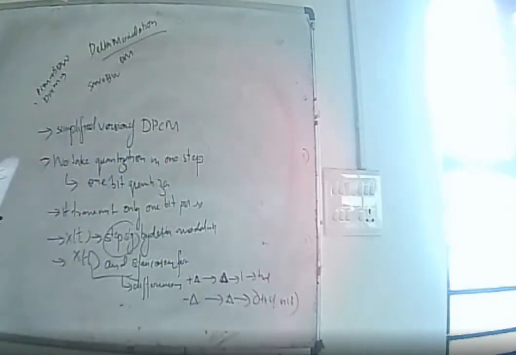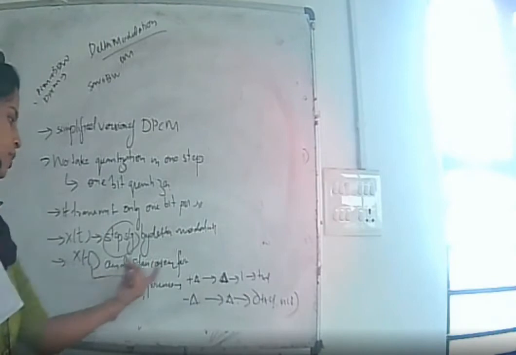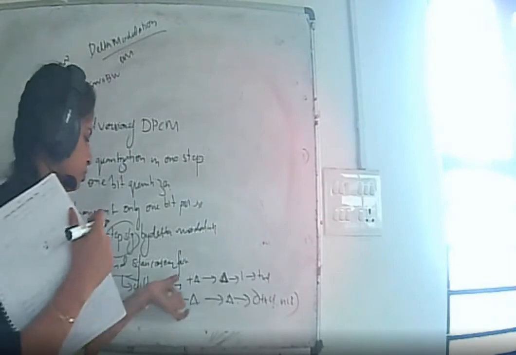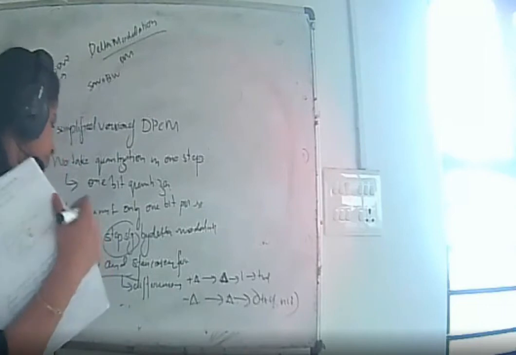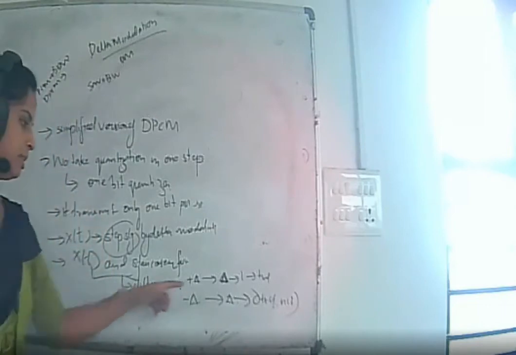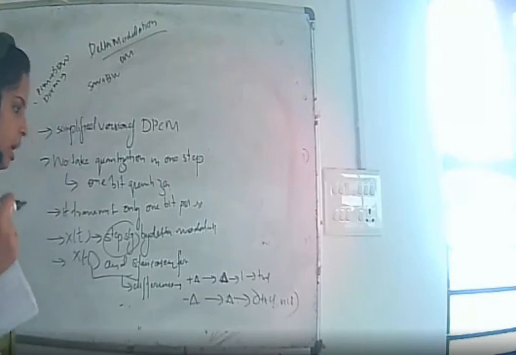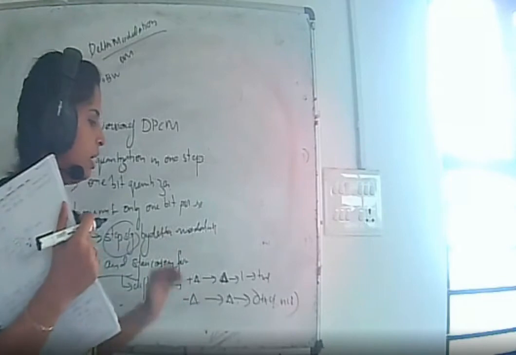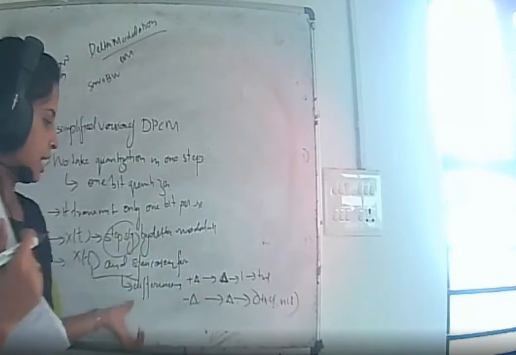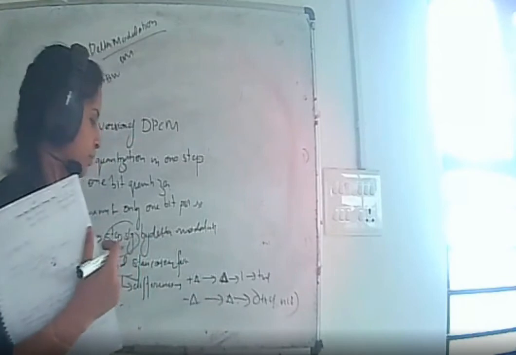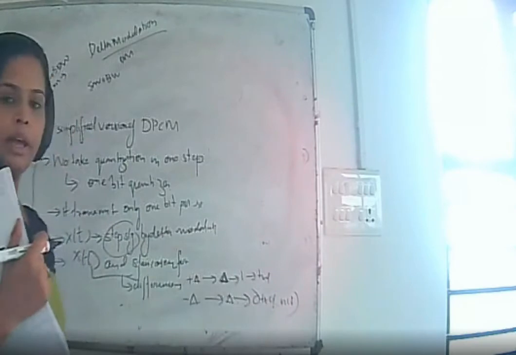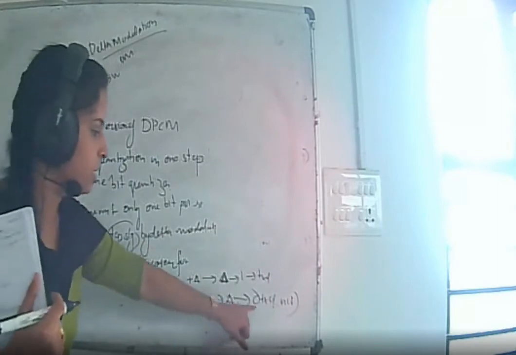In delta modulation, we consider the input signal x of t and the staircase waveform, and the difference between the input and staircase waveform is considered. We confine it to 2 values, plus delta and minus delta. If the difference is positive, we increase the signal by a delta value, and if the difference is negative, we reduce the signal by delta value. If it is increased by delta value, 1 is transmitted, and if it is decreased by delta value, 0 is transmitted.